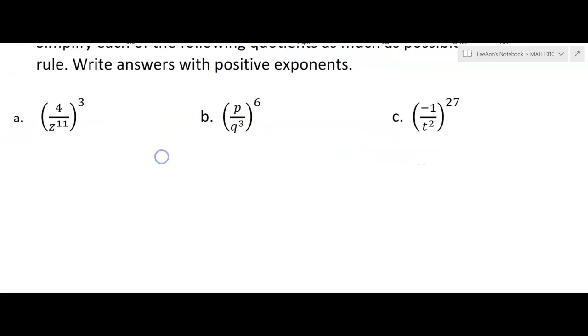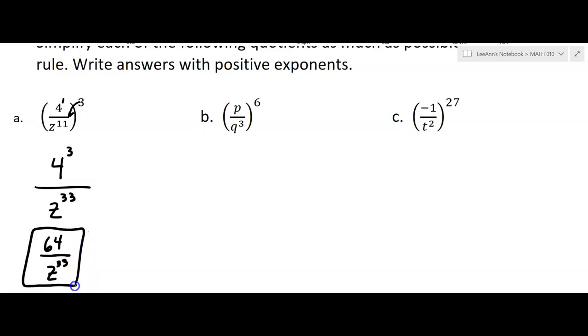4 cubed, so think of it like 4 to the first power, but it's going to be 4 cubed, and then z to the 33rd, right? So it's 3 times 11. And 4 cubed is 4 times 4 times 4, that's 64. So I would multiply the 4 cubed out, it's not a big number. So 64 over z to the 33rd power.